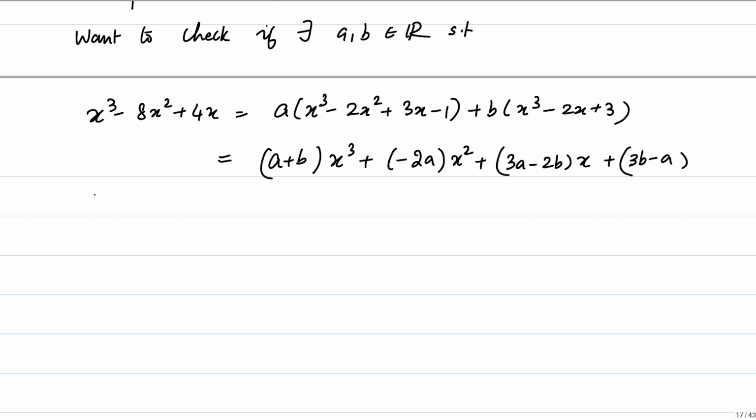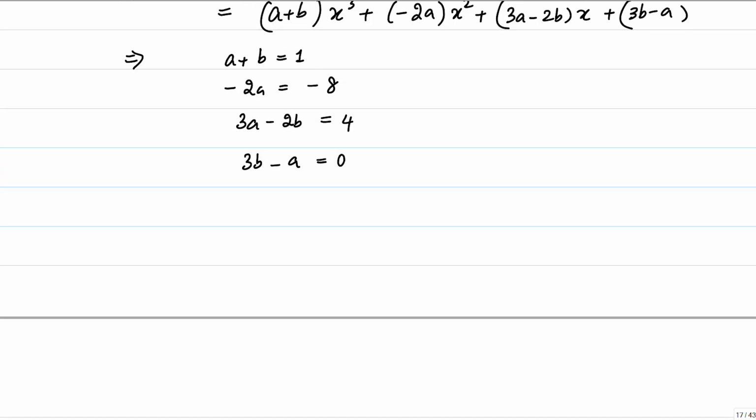Okay, so what does this imply? By equating the coefficients of the monomials involved, we have a plus b is equal to 1, minus 2a is equal to minus 8, 3a minus 2b is equal to 4, 3b minus a is equal to 0. Okay, so let's see. The second equation, minus 2a is equal to minus 8, implies a is equal to minus 8 by minus 2, which is equal to 4. And a plus b is equal to 1 implies b is equal to 1 minus 4, which is equal to minus 3.